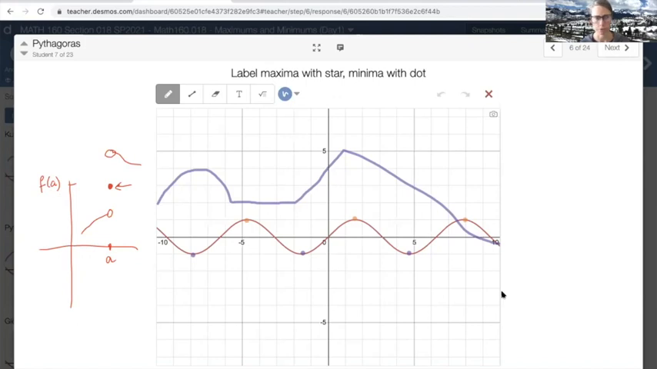But this graph might be interesting. Is f of a a max, a min, or neither? Let me know in the chat window. And Nasser, if that didn't address your question, you can go ahead and elaborate further if you want. But in this graph that I just drew, f of a: max, min, neither? Or I don't know. You can always put, I don't know.